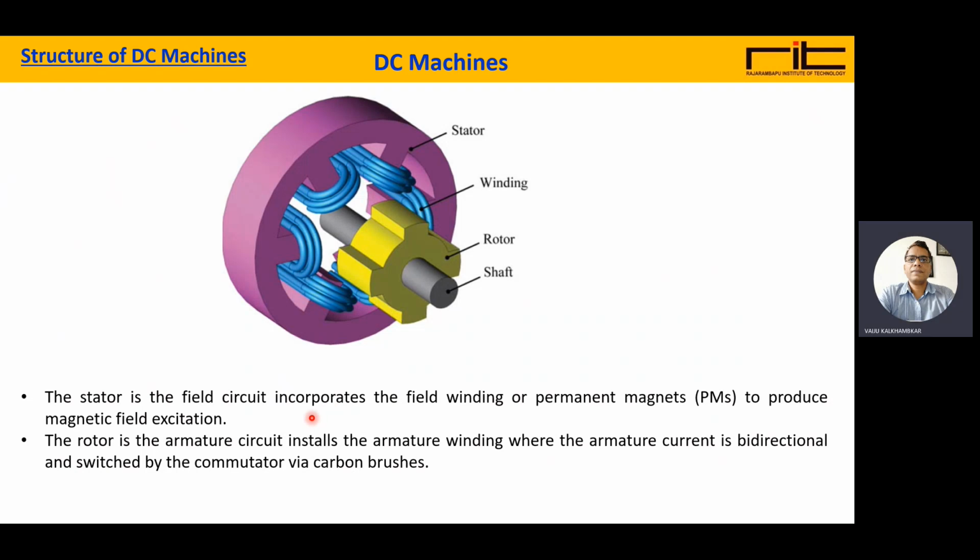The stator is the field circuit as shown here. Field winding or permanent magnets are also possible to produce the field excitation, which is important. The rotor is the armature circuit as shown here. It carries the armature winding where the armature current is bidirectional and switched by the commutator via carbon brushes. So the commutator is there to provide the required conversion, say from AC to DC, so that unidirectional torque is produced, and that is done by the commutator. Also, it facilitates the collection of the current on the machine.